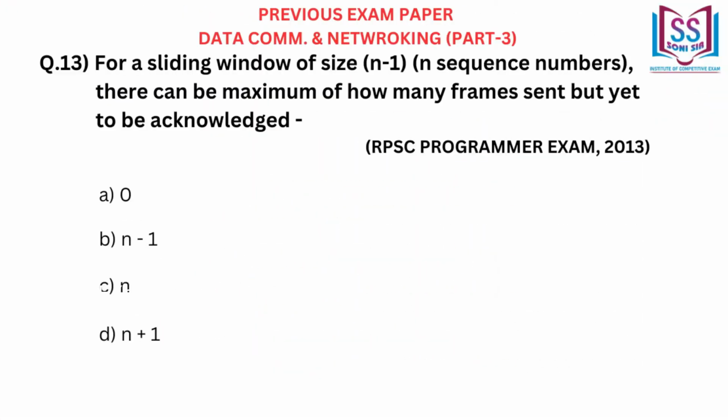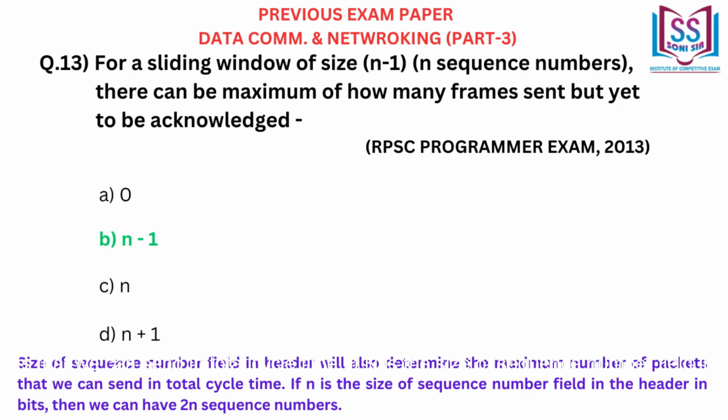For a sliding window of size N minus 1, with N sequence numbers, there can be a maximum of how many frames sent but yet to be acknowledged? A. 0, B. N minus 1, C. N, D. N plus 1. Correct answer B. N minus 1.